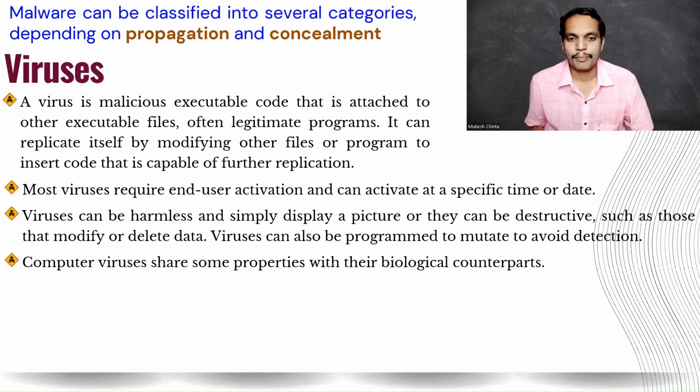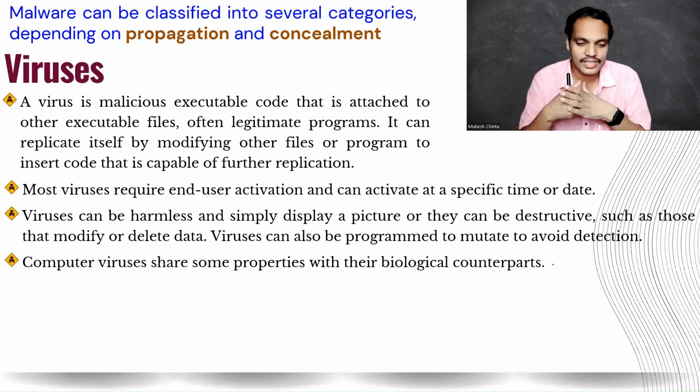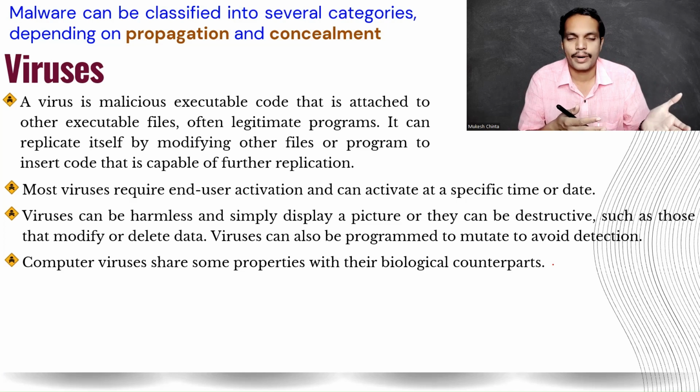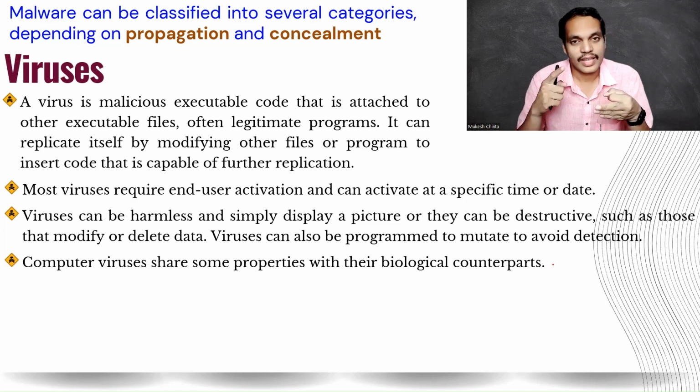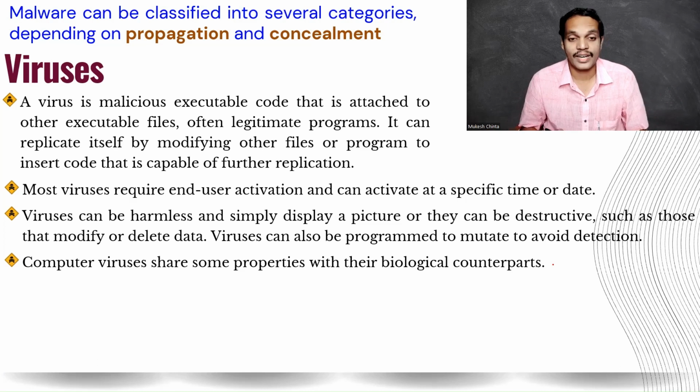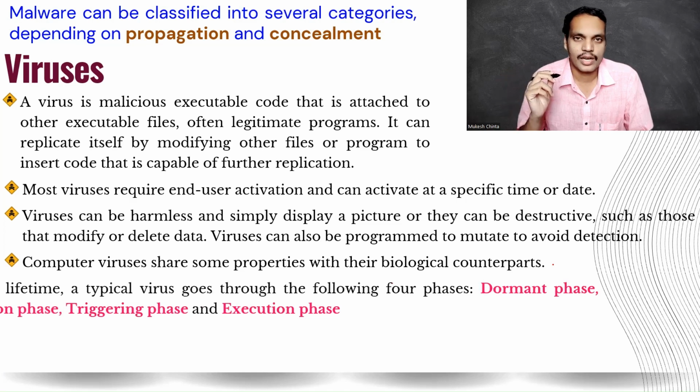Computer viruses share some properties with their biological counterparts. You know that we usually say flu virus, all these kinds of things, isn't it? So these viruses also share some properties. Just like their biological counterparts, computer viruses also first attack the system, penetrate the system, then replicate within the system, and then finally release to propagate and infect other systems. This is the same cycle through which a normal biological virus goes. That is the reason we say computer viruses share some of the properties with their biological counterparts.